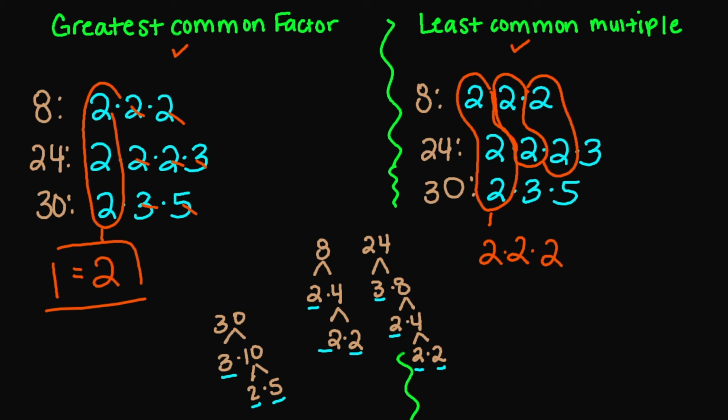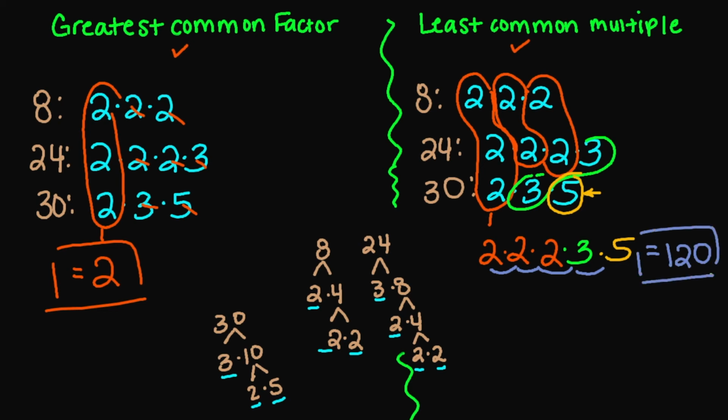Let's change colors so we can see. So this 3, I'm going to include that 3. I'm going to include this. And this last 5 right here, I do not have any other matches, but I am going to include it in my answer. All right, so now let's go ahead and multiply. 2 times 2 is 4. 4 times 2 is 8. 8 times 3 is going to be 24. 24 times 5, that's going to equal 120. So your final answer here is 120.